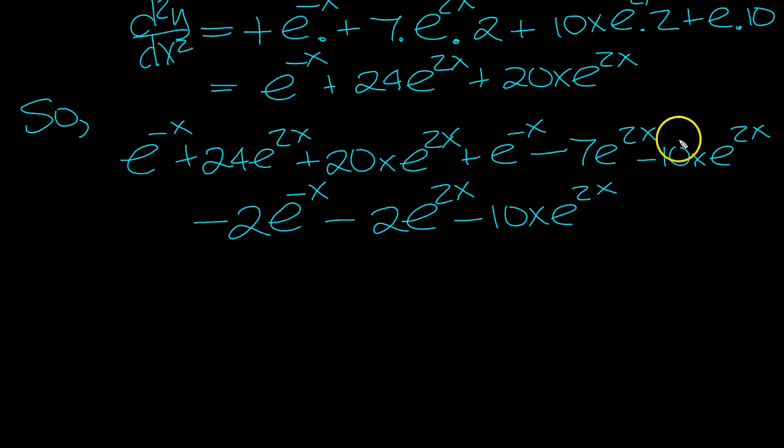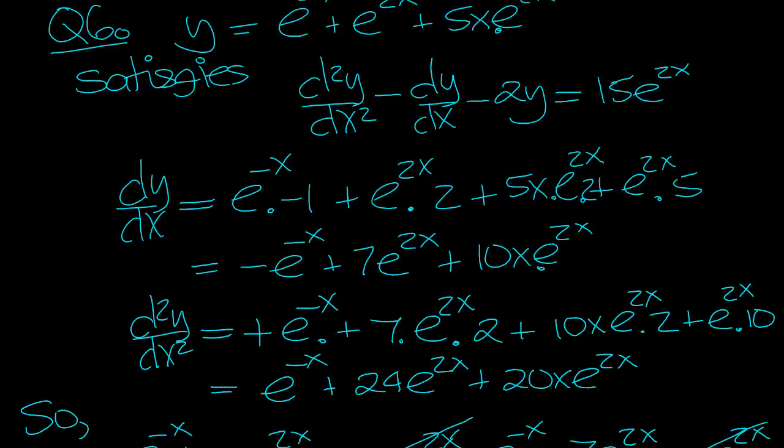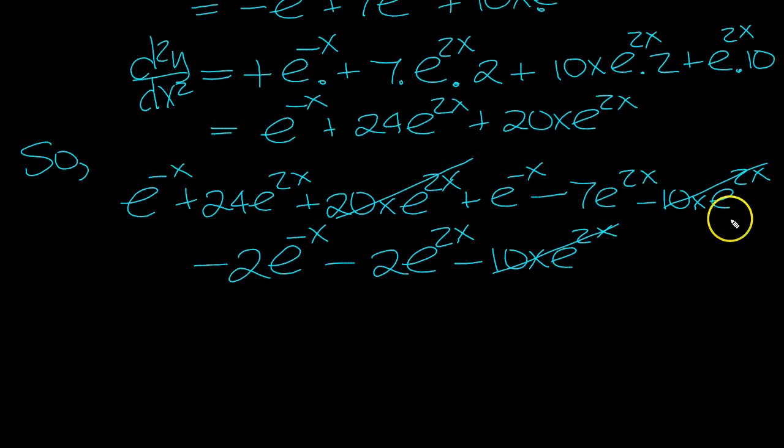So let's see what we've got then. We've got an e to the x there, and an e to the minus x there. Okay, we've got a 20x e to the 2x there, minus 10x e to the 2x, and minus another 10x e to the 2x. They go. What's the answer? The answer is just 15e to the 2x. So this and this are the only problems here.